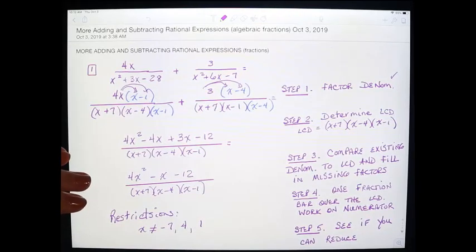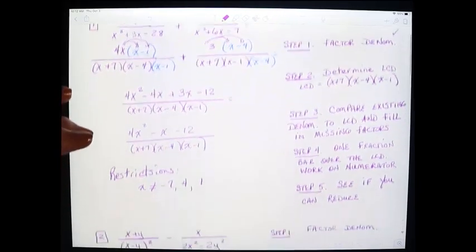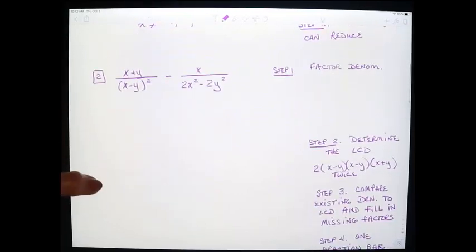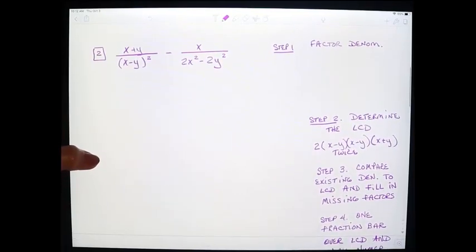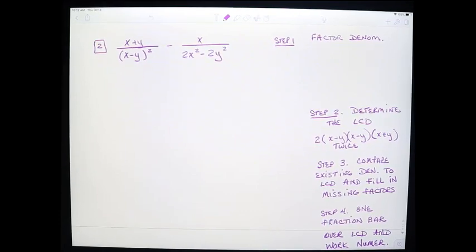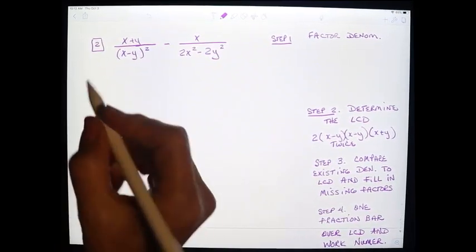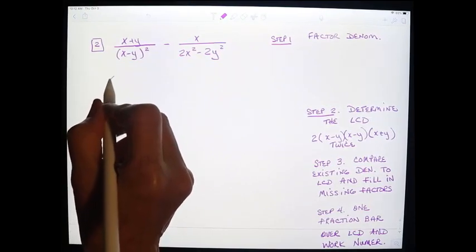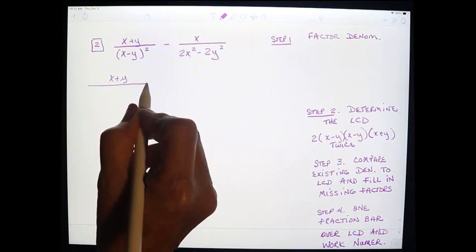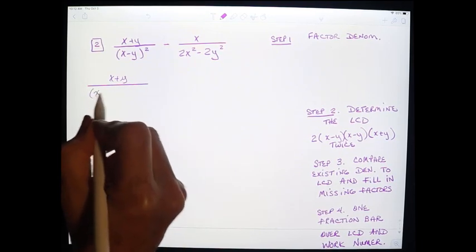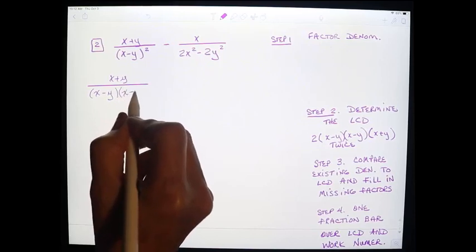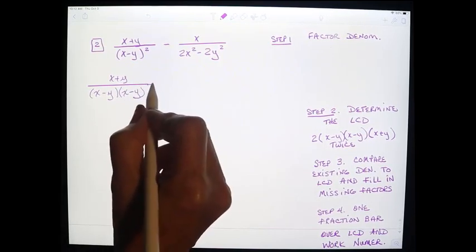With our steps, I've got one more problem here, which is a subtraction problem, and I wrote down the same 5 steps again so we could work through those together. So the first step is to factor each denominator. And since this first one has an x minus y quantity squared, you can write it down, x minus y quantity squared, or you can go ahead and expand it and write it down twice if you want to.